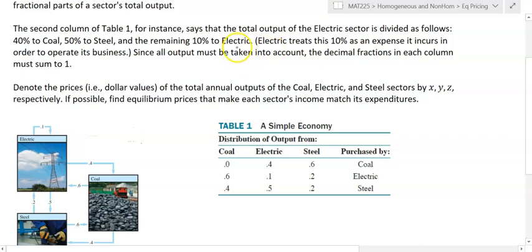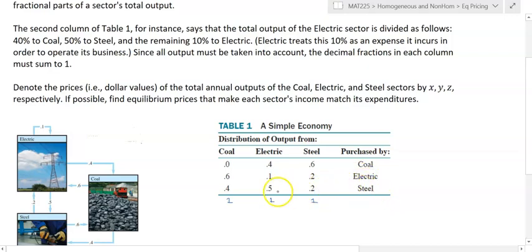So how do we envision that? Well, electric treats this 10% as an expense. It occurs in order to operate its business. Since all output must be taken into account, the decimal fractions in each column must sum to 1. So we can observe these all sum to 1 going this way. Not necessarily across the rows, because, well, that's just the output that the company is buying.